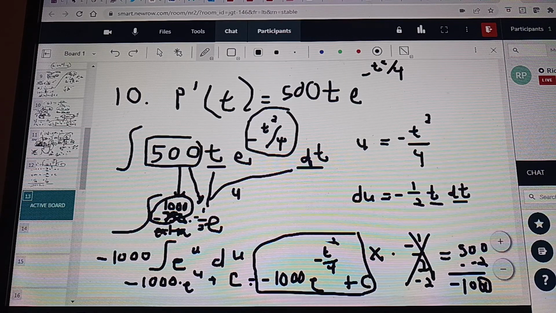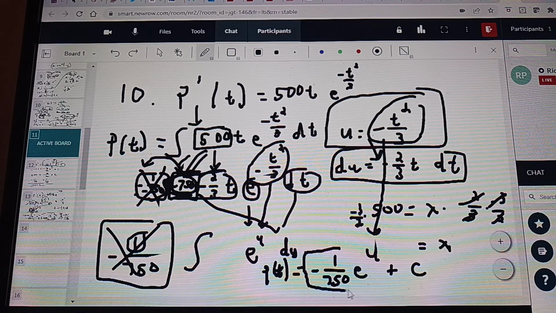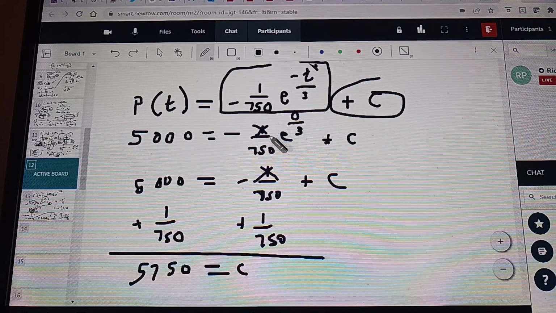But when I did this last time, I had this extra constant that shouldn't have been here. So this was wrong. This should have been negative 750 instead of negative 1 over 750. But here was the general answer first. And then when I plugged in their values, they gave me a 0 for t, and they gave me a 5,000 for the profit. And then my constant was wrong because I had the wrong constant.